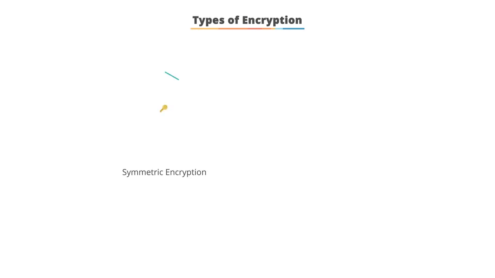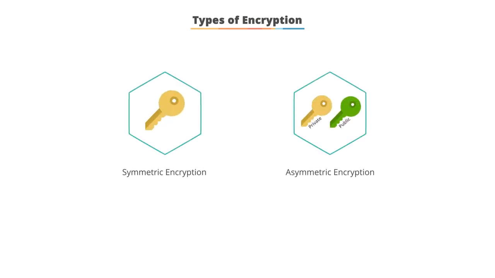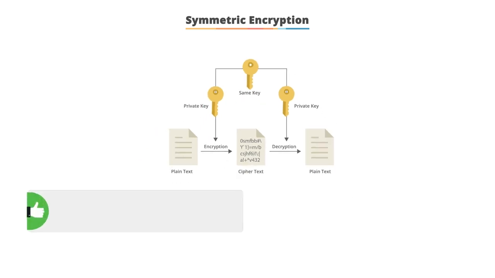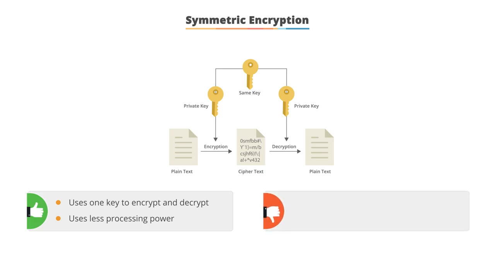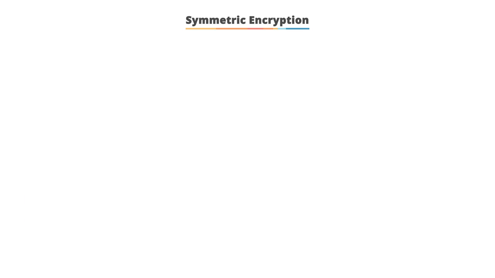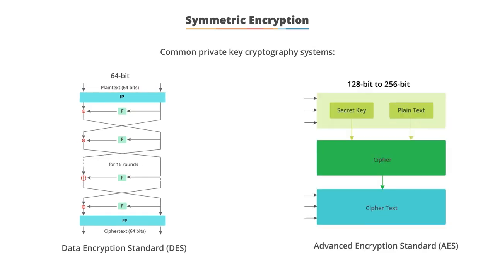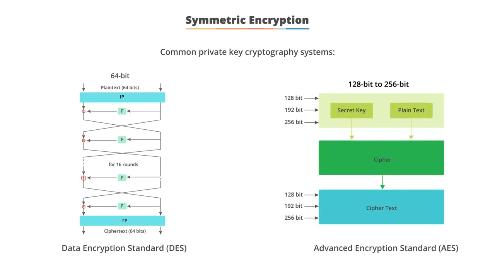Types of encryption: symmetric and asymmetric encryption. Symmetric encryption is based on the same key, or private key, to encrypt plain text and decrypt ciphertext. The advantage: one key to encrypt and decrypt. It uses less processing power. Disadvantage: getting the key to those you want to exchange the data with. And finally, data encryption standard, or DES, is 64-bit, and advanced encryption standard, AES, is 128-bit to 256-bit.